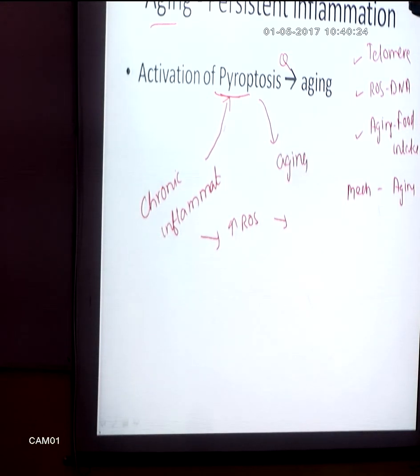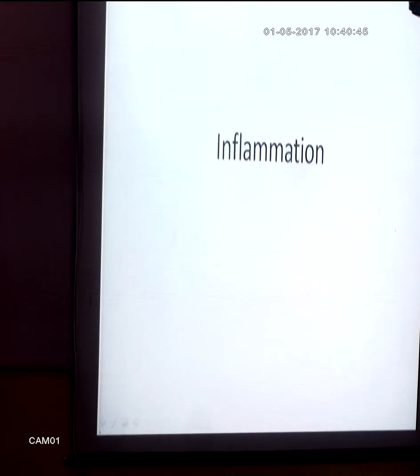The exact link is not known, but this is a potential MCQ point. Please note down: in the mechanism of aging, the pathway of cell death involved is pyroptosis and not any of the rest of the three. Right? Okay? Fine. We'll go to the next chapter.